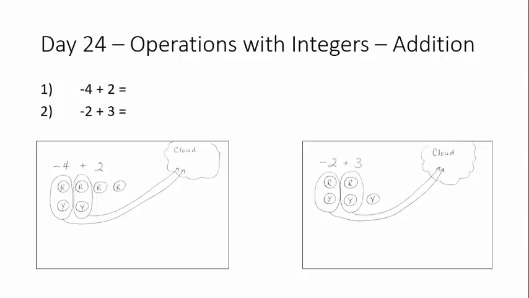I have 0 pairs now. A red and a yellow combined make a 0, and I move the 0 pairs to the cloud. Notice how I've circled the 0 pairs and drawn arrows to the cloud. The remaining 2 red counters represent the sum of -4 and 2. Since red represents negative, I have a representation of -2 for the sum.